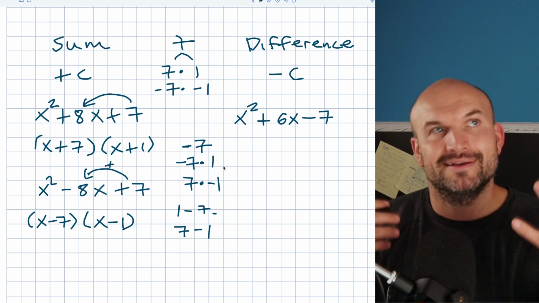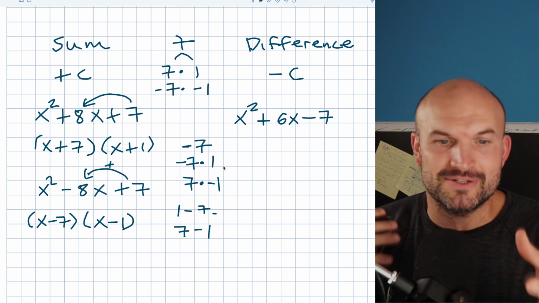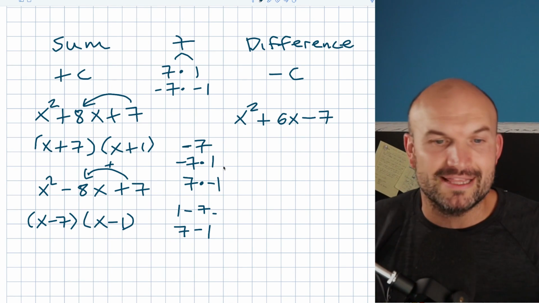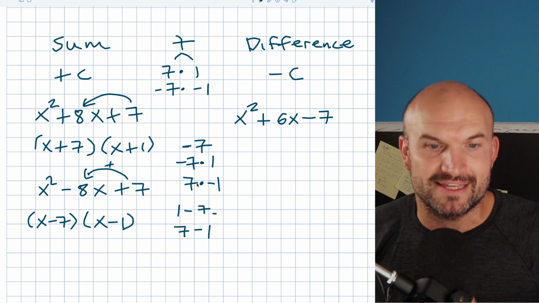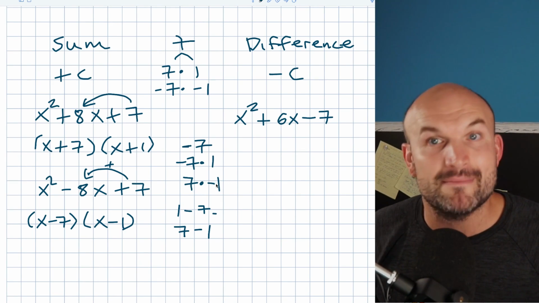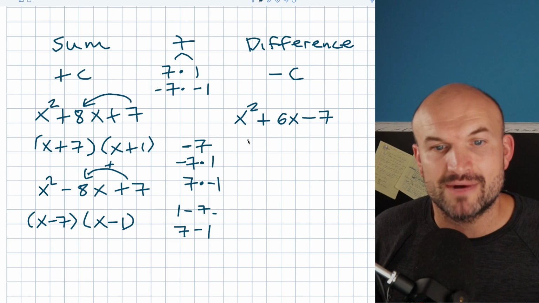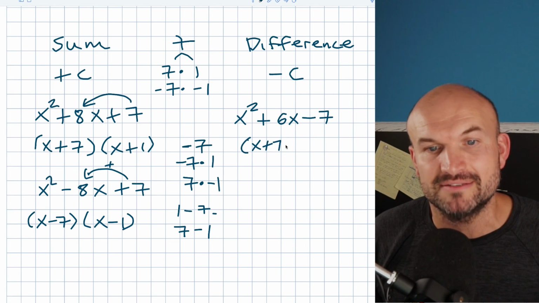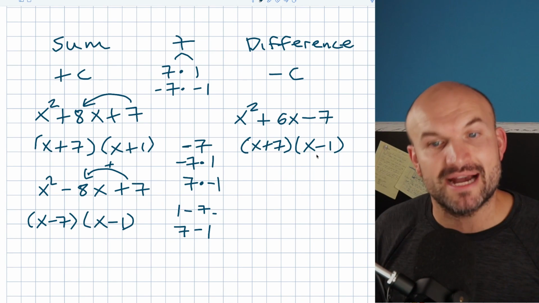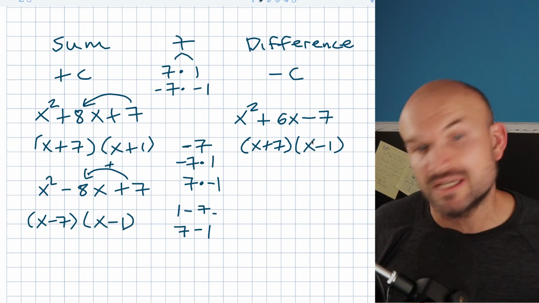I think that's why a lot of students sometimes get confused with this. You can think about the difference, but when we're writing them as factored, you can also think about that as the sum of negative numbers. So my 7 is going to be positive and my 1 is going to be negative. Now I can write this as x plus 7 times x minus 1, because we're doing 7 minus 1, or you can think of it as 7 plus a negative 1.